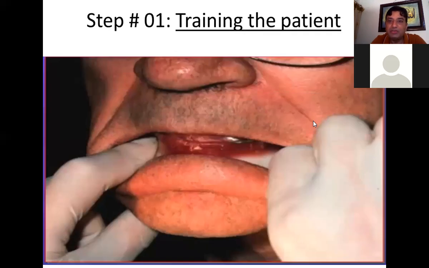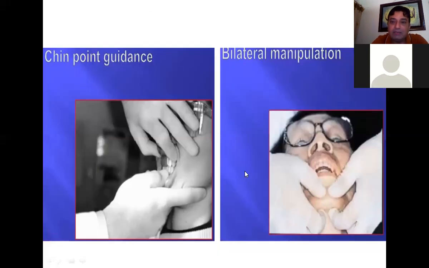For the training of the patient, you insert both maxillary and mandibular occlusal rims in the patient's mouth. You have done the vertical dimension and the orientation relationship. Now this is the final relationship of this category. So you will guide the patient. There are two methods to guide the mandible. One is chin point guidance. You can see here. The other is the bilateral manipulation method, where you make a C.